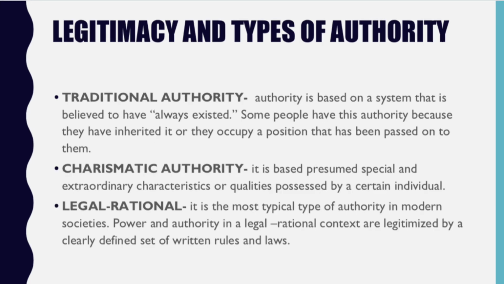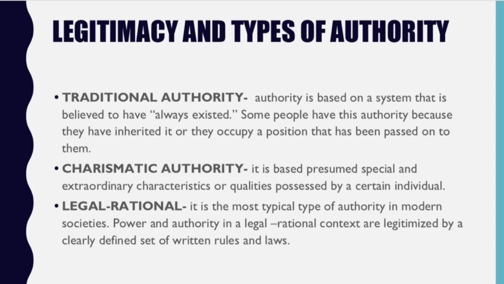Now let's proceed with the transformation of societies with the different types of authority. So Max Weber studied the transformation of societies, and he observed that the basis of legitimacy of rule varies in different types of societies. So Max Weber came up with three types of authority. We have traditional, charismatic, and legal-rational.